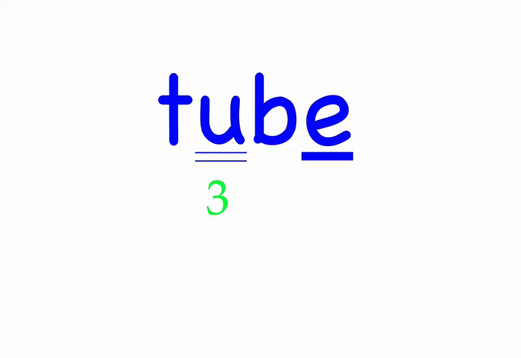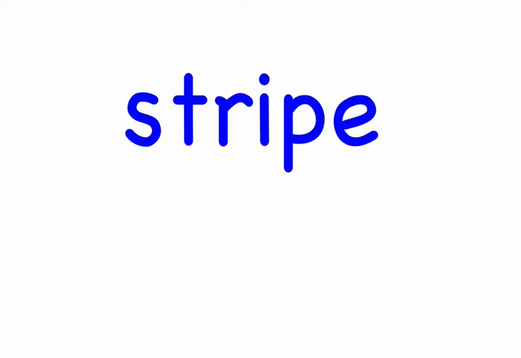The next word is stripe. He painted a stripe down the middle of the road. Stripe. Five sounds. S, T, R, I, P. Stripe. Mark the word. Stripe.